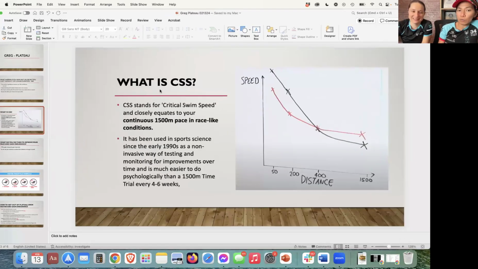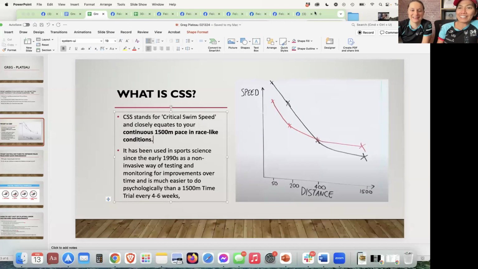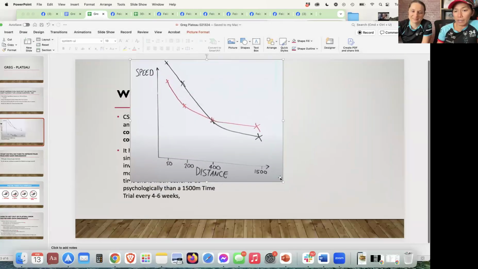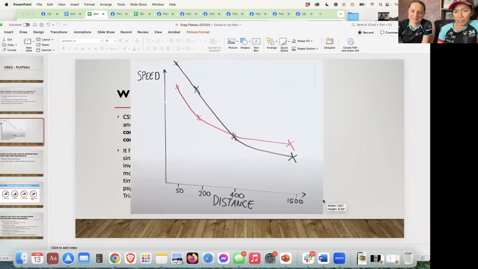What is critical swim speed, or CSS? It equates to your continuous 1,500 meter pace in race-like conditions. It's been used in sports science. If you want to know more about that, ask the mathematicians. It's kind of like asking why you need to take an FTP test. That's basically it. For swim, it's called CSS, critical swim speed. Let me show you more about this graph because I think you'll understand it better. I'm gonna make it bigger.